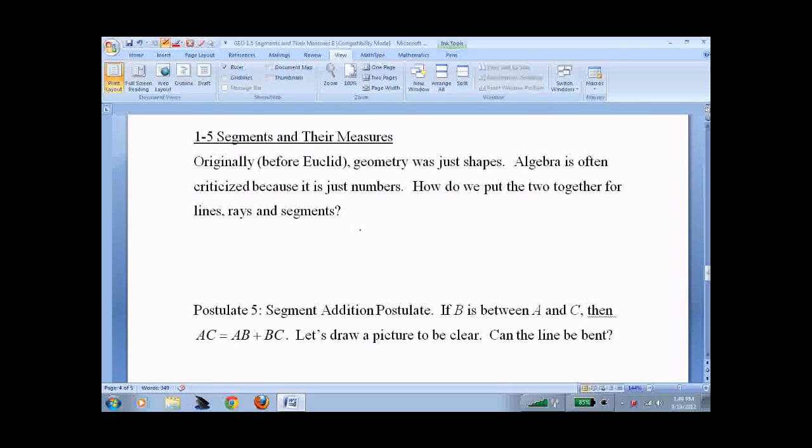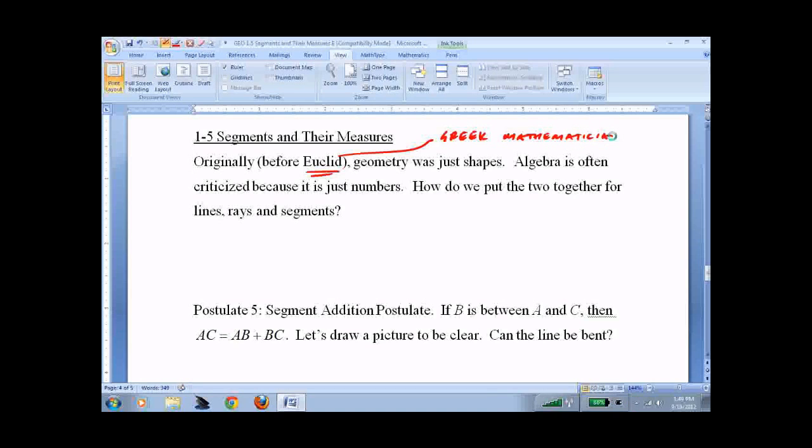Before Euclid, geometry was just shapes. And Euclid is the ancient Greek mathematician. He put all of geometry together. We've really not changed it much since he did it. Most math has changed, but not geometry. And his geometry was the geometry of flat planes.